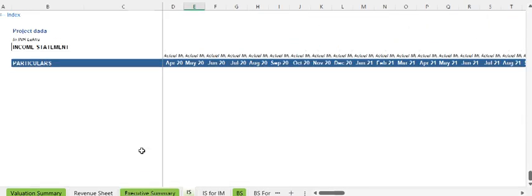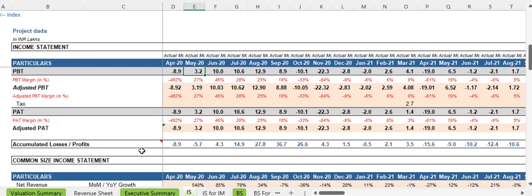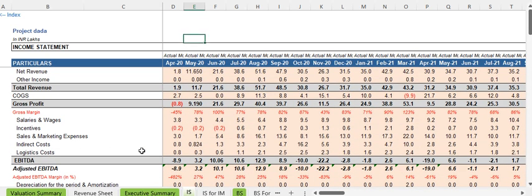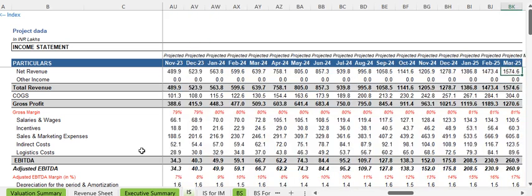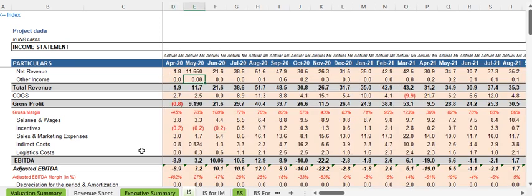It's a revenue sheet, and then we go to the IS. So it's the income statement, and what are the items included in this? The first one is the net revenue, starting from April 20 and projected till March 25. Then we have the other income. So these are the other incomes.